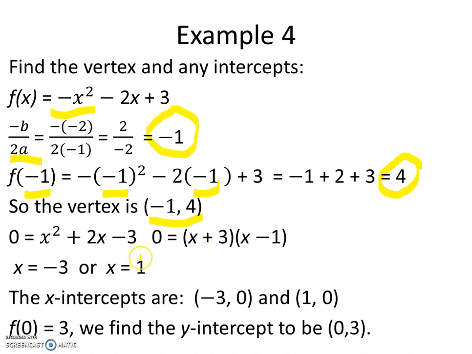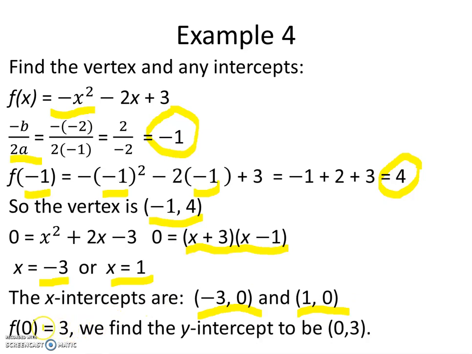Setting the equation equal to 0, we find that it factors quite nicely into (x + 3)(x - 1). So then if we set the first one, x + 3, equal to 0, we find x equals -3. The second part, x - 1, setting it equal to 0, we find x can be 1. So the intercepts then are at (-3, 0) and (1, 0). We know on the x-intercepts that the y values are always 0.